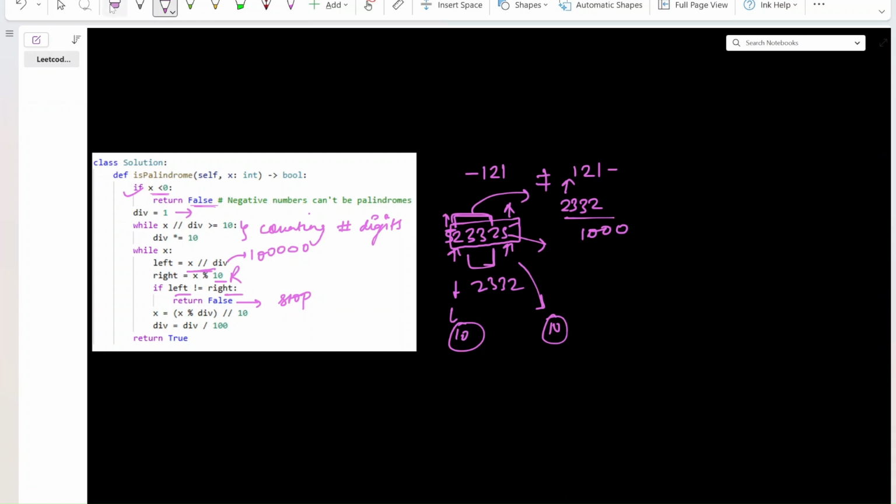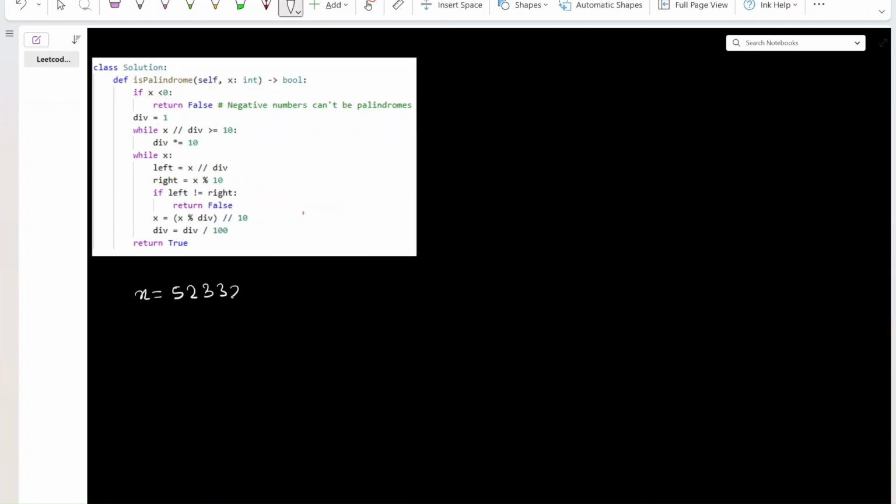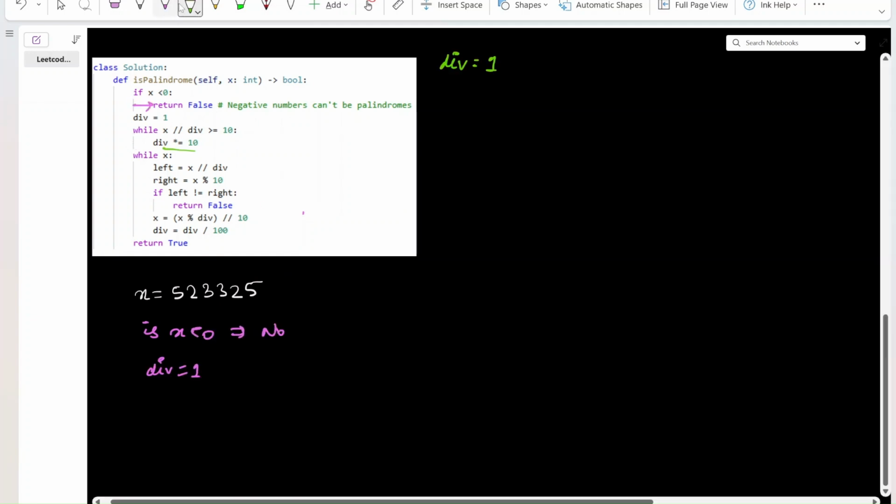Let's try to take an example to understand it better. So my number right now is 523325. Now first we check if x is less than 0. So is x less than 0? No. So we just skip this condition. Now let's check for the while condition.